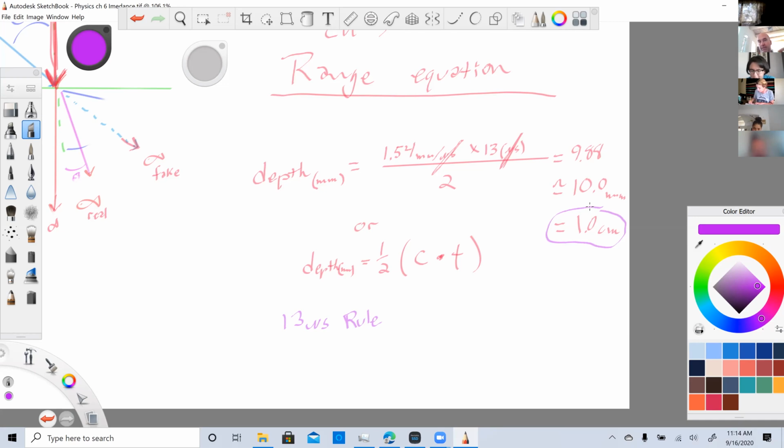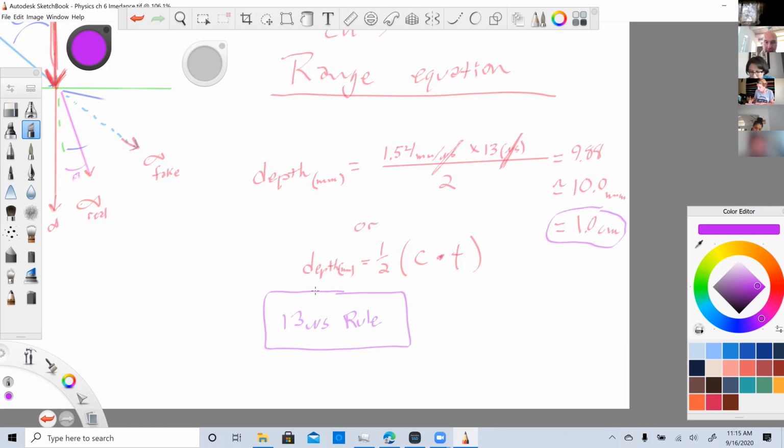Remember, 13 microseconds is not the time it takes to travel one direction, it's the time it takes to travel two directions. So go-return time is 13 microseconds. That's the whole number that gets us closest to 1 centimeter. If we did 14, it'd be almost 11 millimeters, in other words, 1.1 centimeters. So anyways, the 13 microsecond rule. Why the 13 microsecond rule? Because that's the number that works.